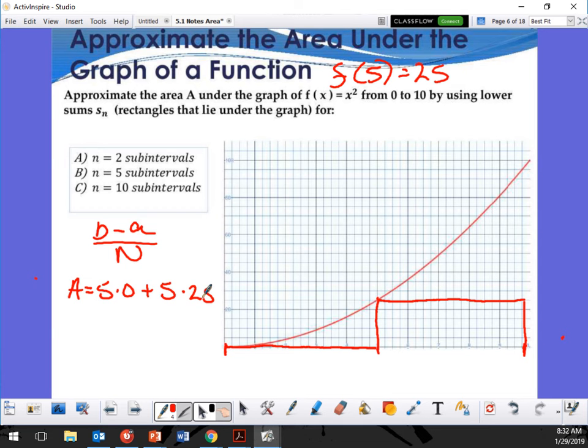So what is the area under all this right here going to be now? Add them up. 125 plus 5, 130. What's 5 times 0? Oh, 0. Okay, so my area is 125 units squared, right?